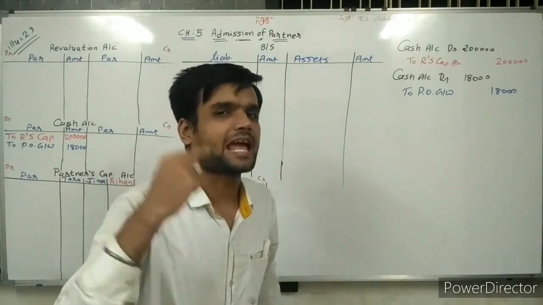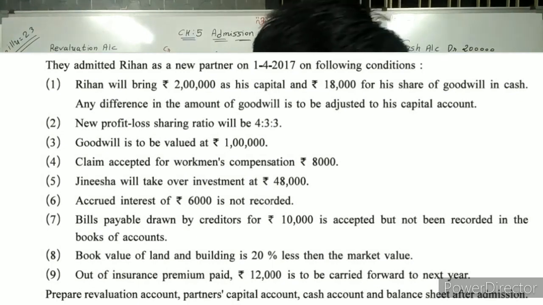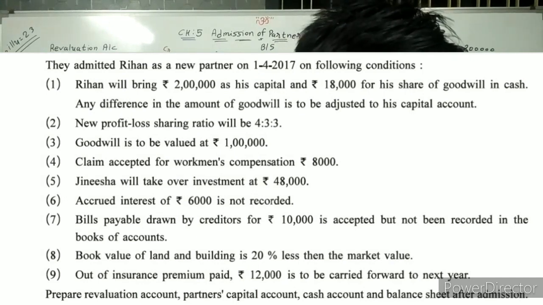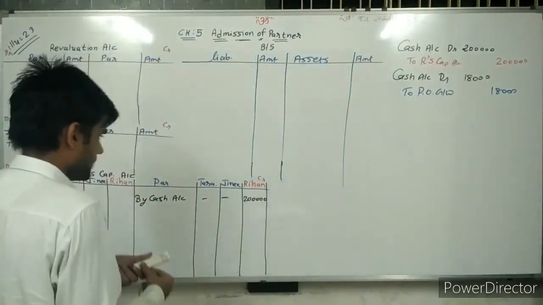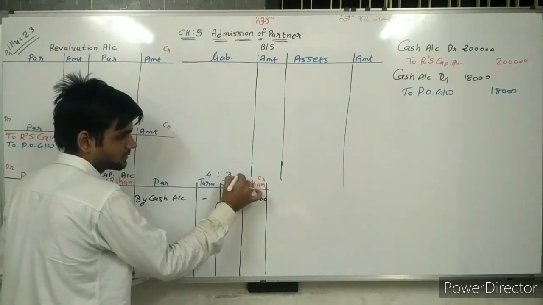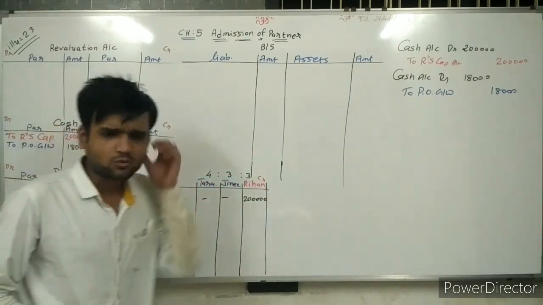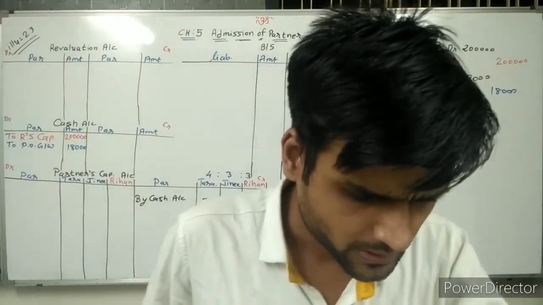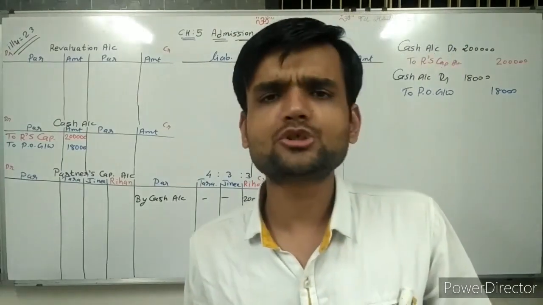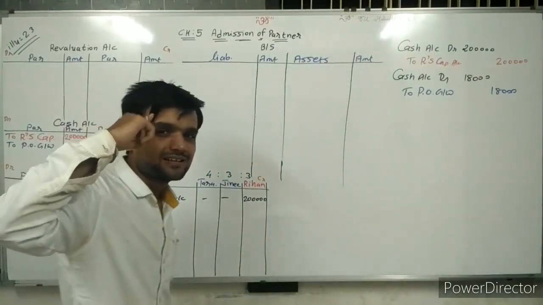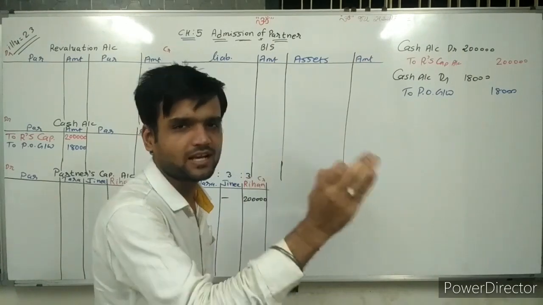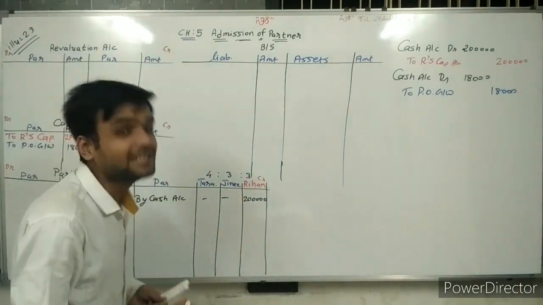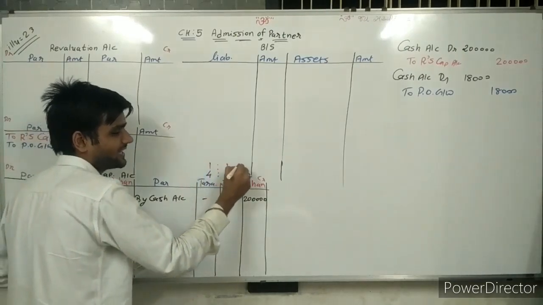Now going ahead and reading the next adjustment. Any difference is transferred to capital account, that we will see later. Now the new profit and loss sharing ratio will be 4-3-3. Sir, the new ratio is given as 4-3-3, so write it down. 4-3-3 is the new ratio. But sir, what about the old ratio? See, in the whole sum, there is no information about the old ratio. Remember, Partnership Act 1932: if no information is given about the P&L ratio, take it as equal ratio.